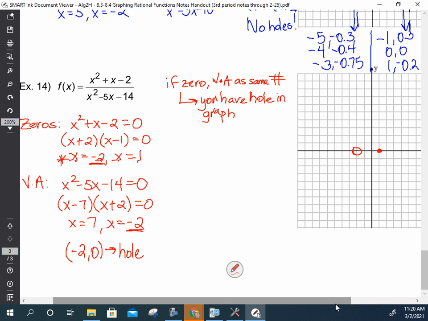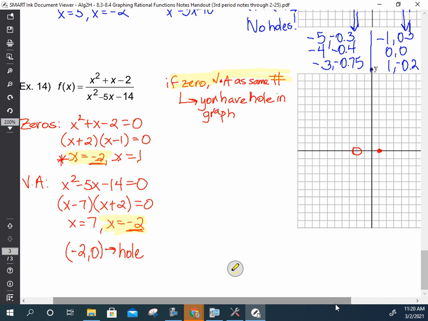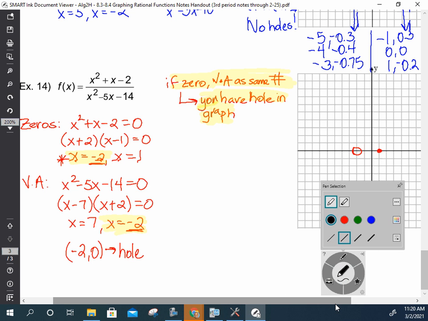So this only happens if a 0 and a vertical asymptote are the same number. So I'm highlighting it for those people who might go back and look at this later. If a 0 and a vertical asymptote are the same number, you have a hole in the graph. So let's keep moving.